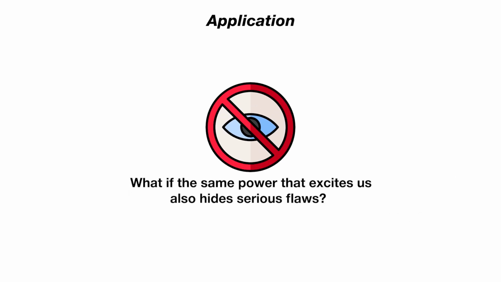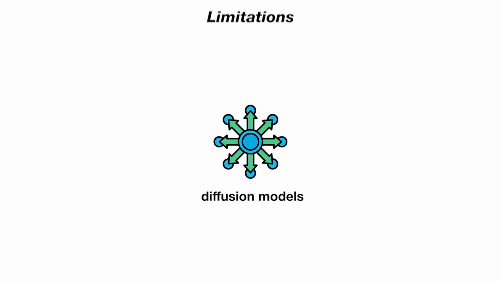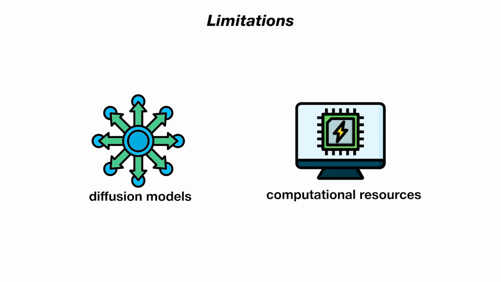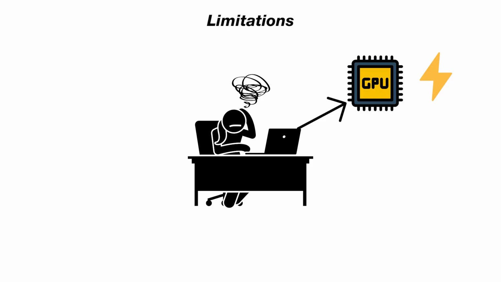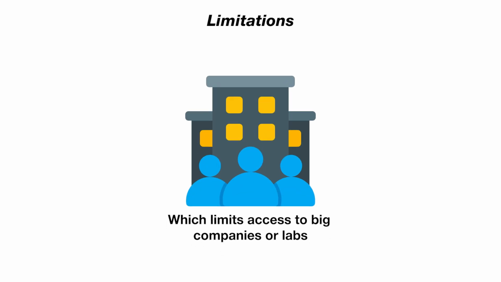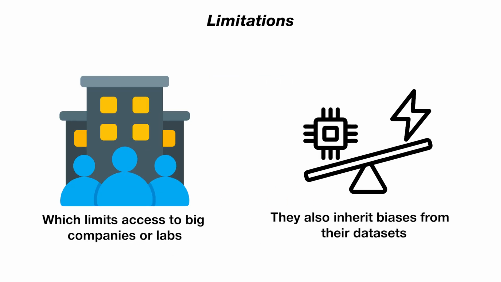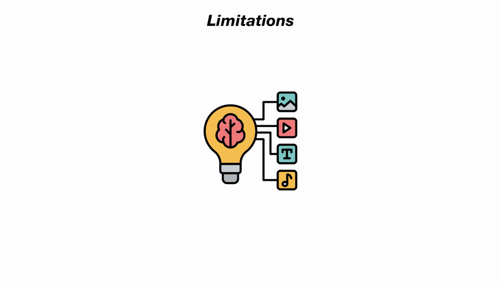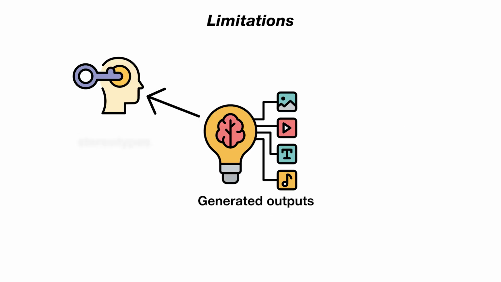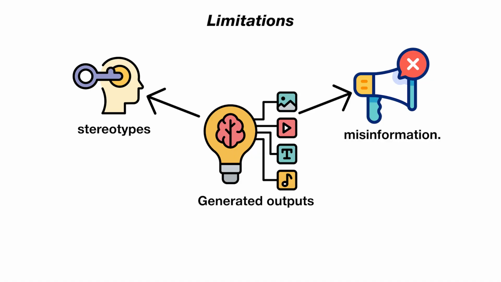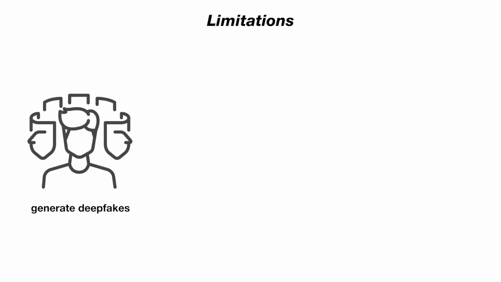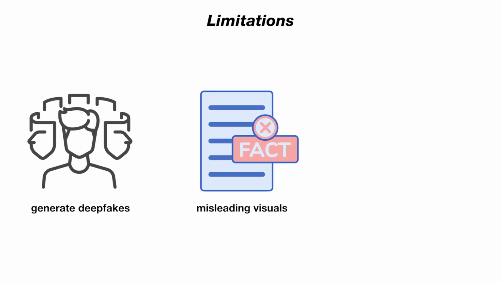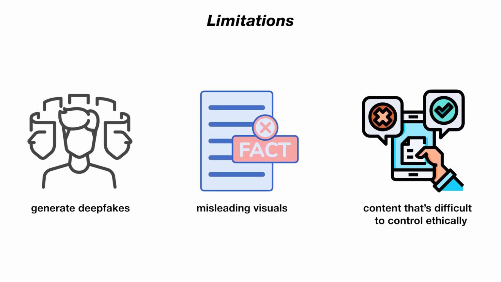What if the same power that excites us also hides serious flaws? You see, the diffusion models demand huge computational resources. We are talking training that requires massive GPUs and energy, which limits access to big companies or labs. They also inherit biases from their datasets, meaning generated outputs can unintentionally reflect stereotypes or misinformation. Another concern is the misuse potential. These systems can generate deepfakes, misleading visuals, or content that's difficult to control ethically.